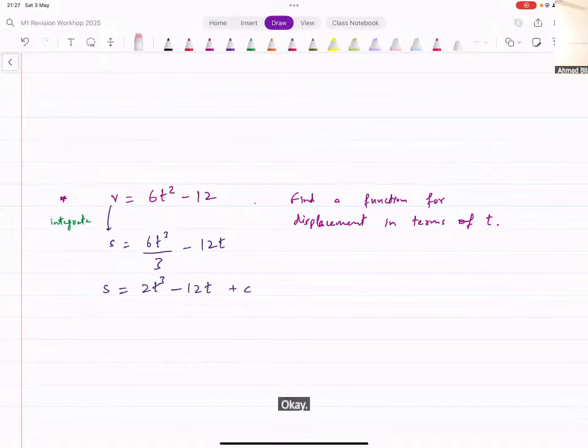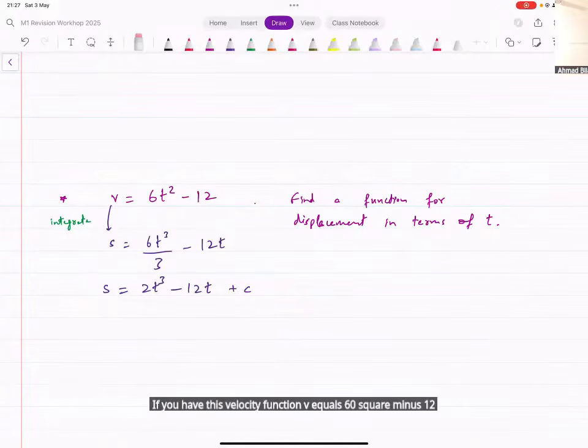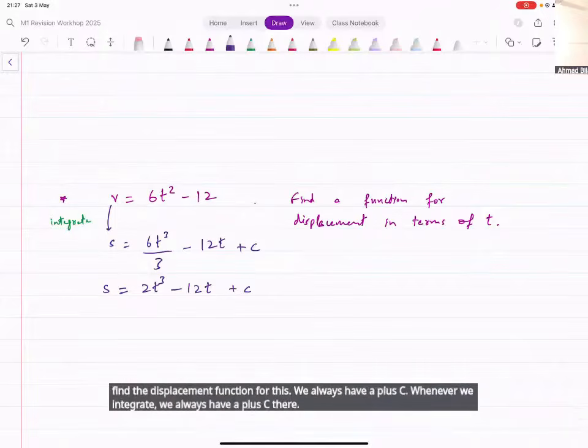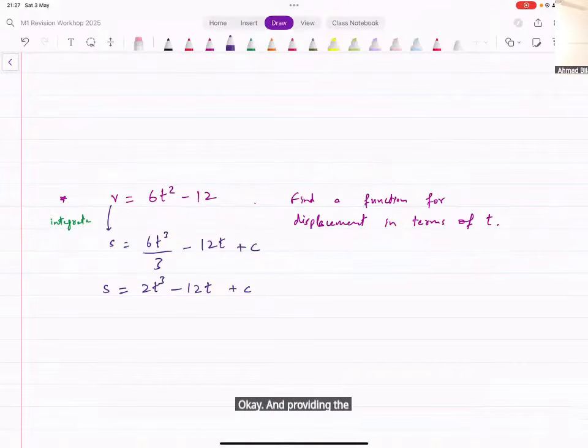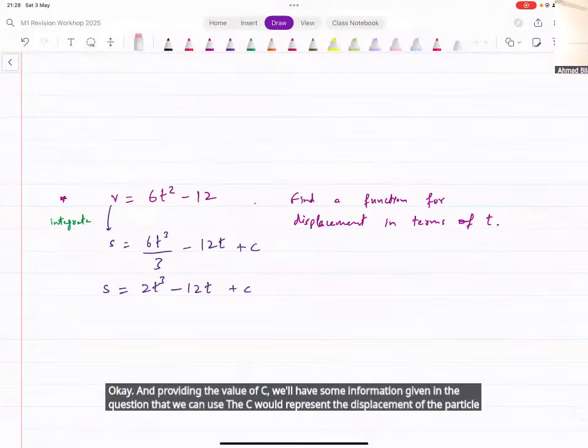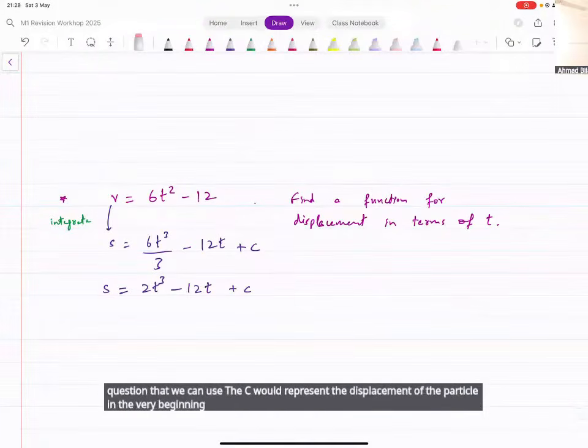If we have this velocity function, v equals 6t squared minus 12, and we want to find the displacement function from this, we always have a plus c. Whenever we integrate, we always have a plus c there. And for finding the value of c, we'll have some information given in the question that we can use. The c would represent the displacement of the particle in the very beginning at time equal to 0, only for a function that looks like this.